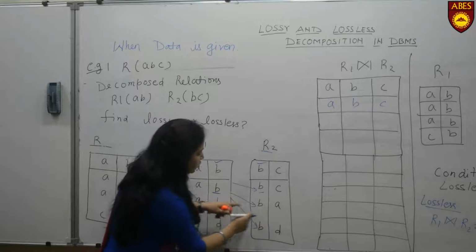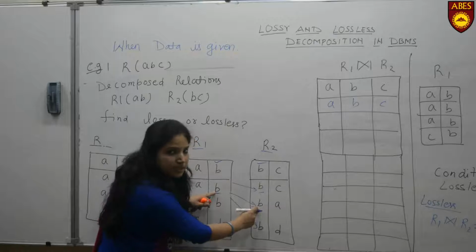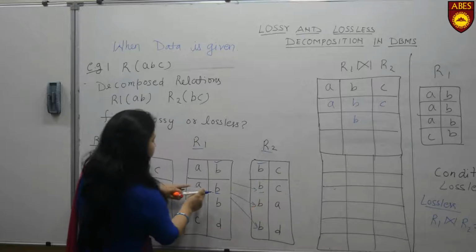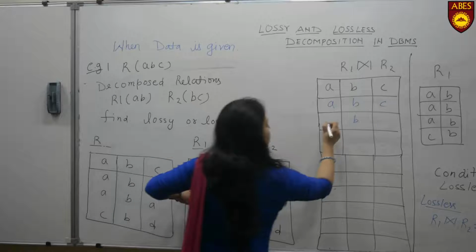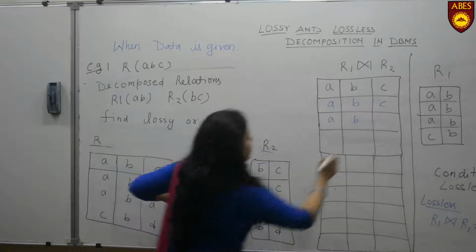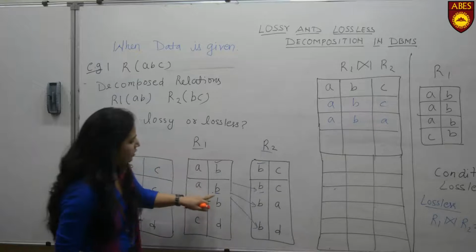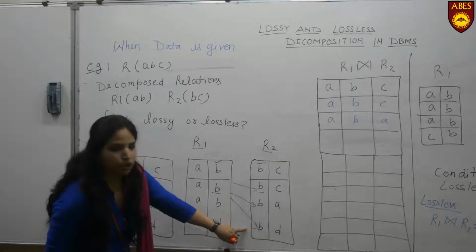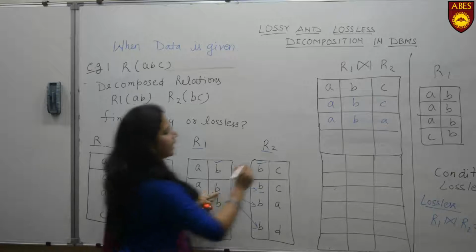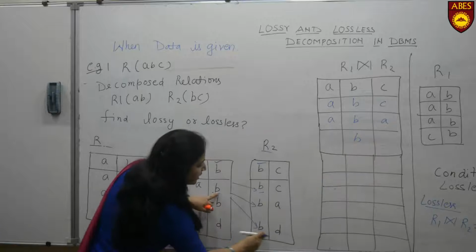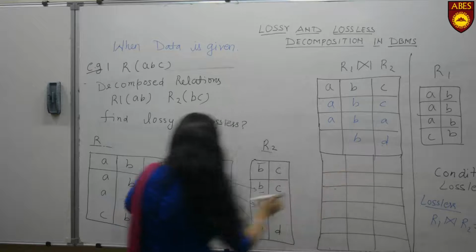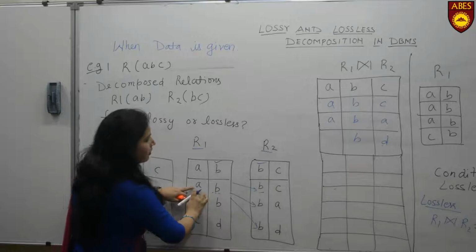In the second row also we will compare B. B is matching with this B. So we will write B as it is, and the corresponding entries for C and A will be the same as the first row. So it will be A and A. Now B will be compared with the third row of R2, and it is similar to this B. So we will write B here, and the corresponding entries of C will be written down like this, and the corresponding entries for A will be written down like this.